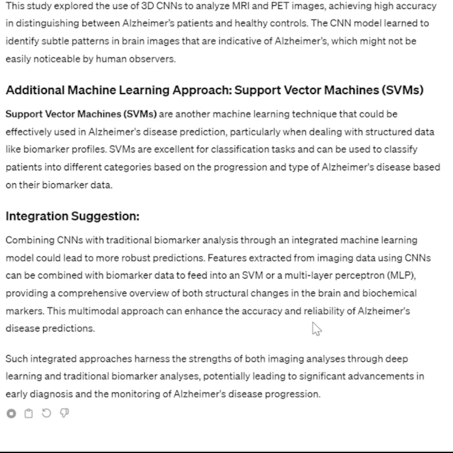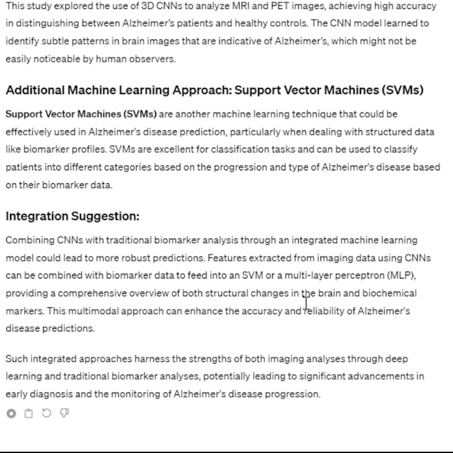Integration suggestion: combining CNNs with traditional biomarker analysis through an integrated machine learning model could lead to more robust predictions. Features extracted from imaging data using CNNs can be combined with biomarker data to feed into an SVM, or a multi-layer perceptron, MLP, providing a comprehensive overview of both structural changes in the brain and biochemical markers. This multimodal approach can enhance the accuracy and reliability of Alzheimer's disease predictions.